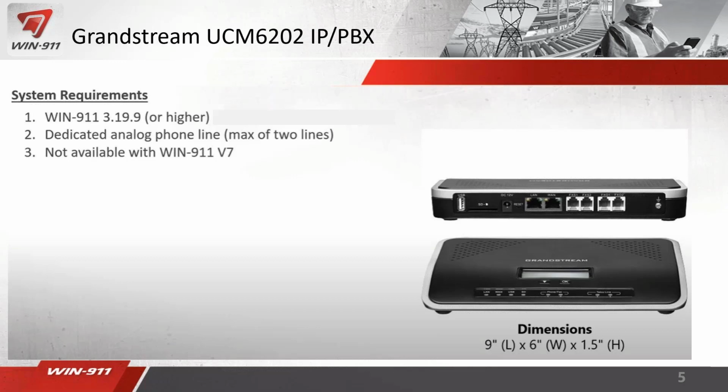You do need that dedicated analog phone line, and it is not available for V7 because the old V7 had no option for voice over IP. It was only a TAPI modem or a dialogic card. There's a picture of the device there on the bottom right.